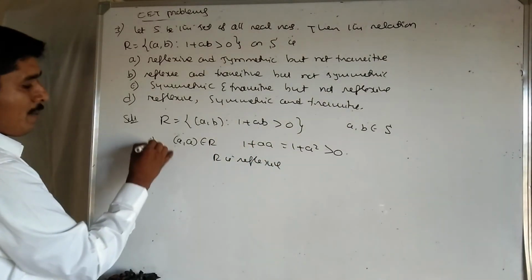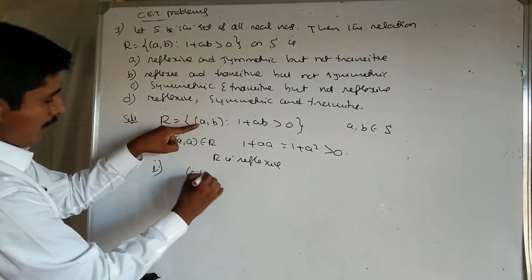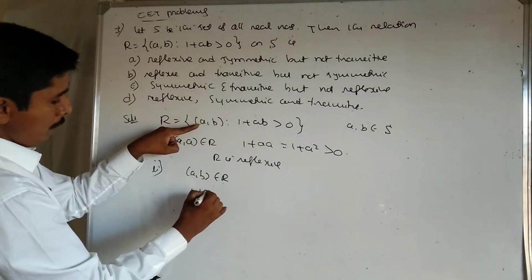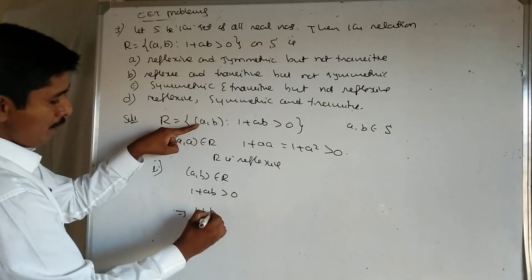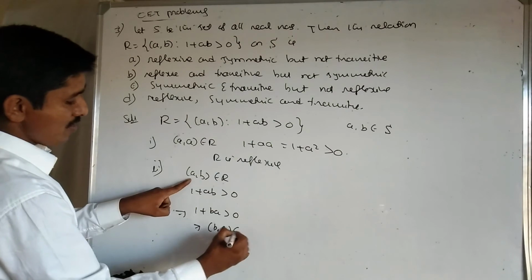Is it symmetric? Here (A, B) belongs to R means what is the relation between A and B? This is 1 plus AB greater than 0. Interchanging A and B, 1 plus BA is greater than 0. Then clearly (B, A) belongs to R.